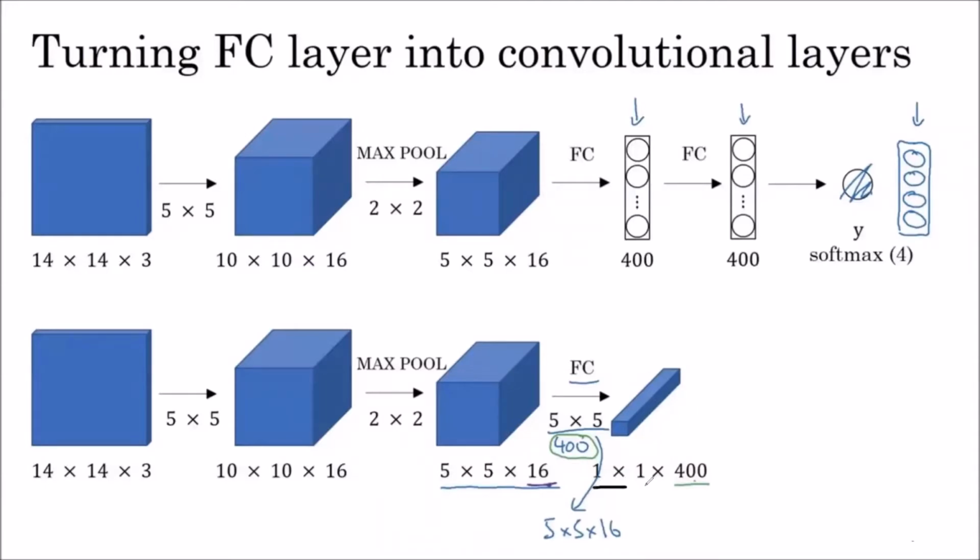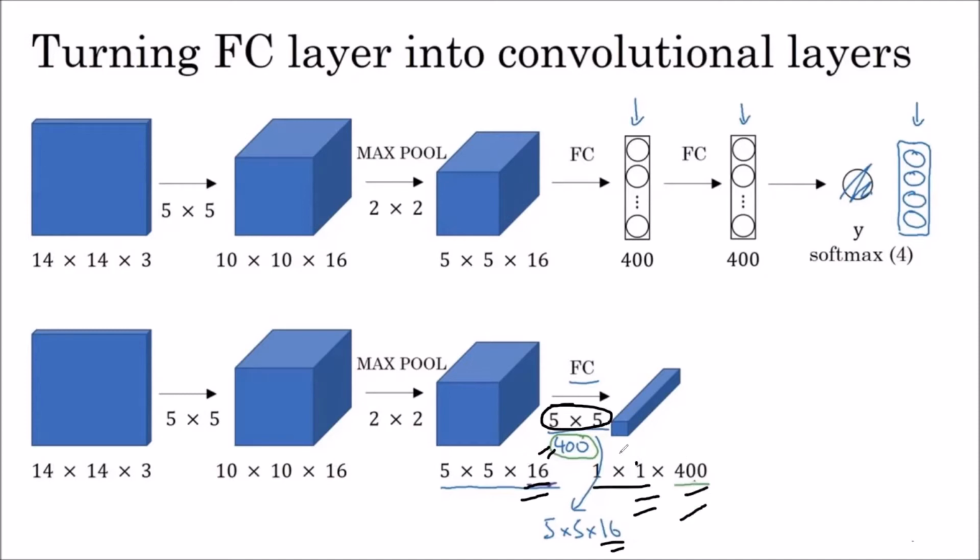Now we are using a 1 by 1 representation. Here we have considered a 5 by 5 filter, and we have taken 400 such filters. Each filter has 16 channels, same as the previous convolution layer channels. After the application of this 5 by 5 filter with 16 channels, the output is 1 by 1, so 1 by 1 with 400 channels.